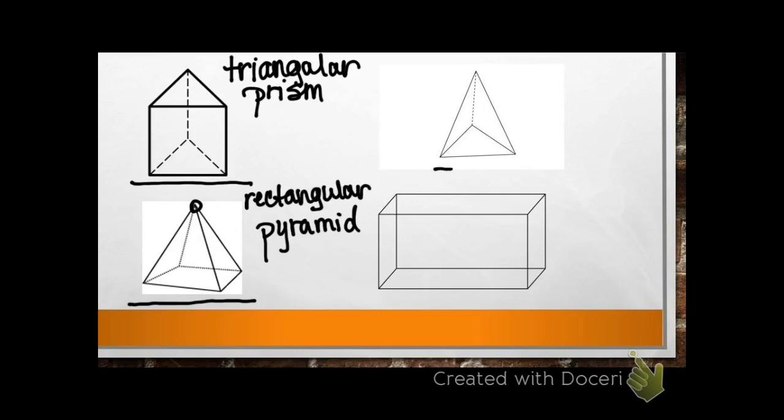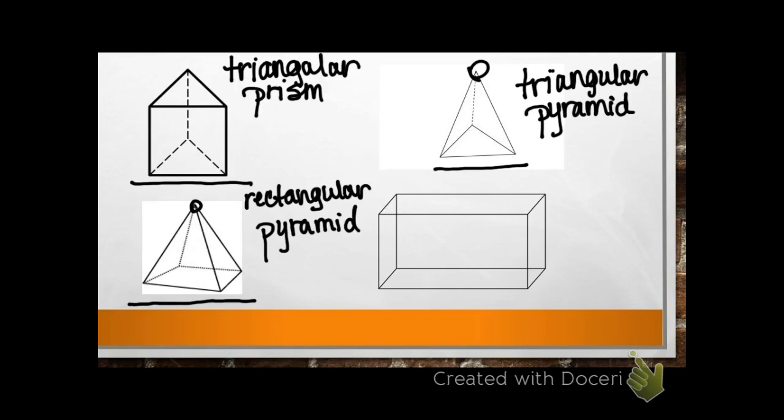All right, let's look at this shape. Is it a prism or a pyramid? If you said pyramid, you are correct because all the sides come up to one central point. And what is the shape of the base? Right, it is a triangular pyramid.